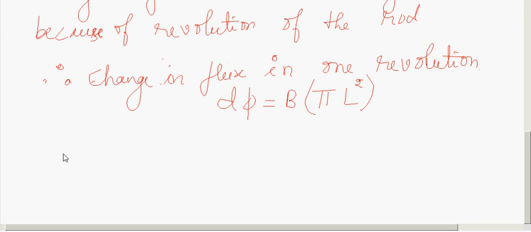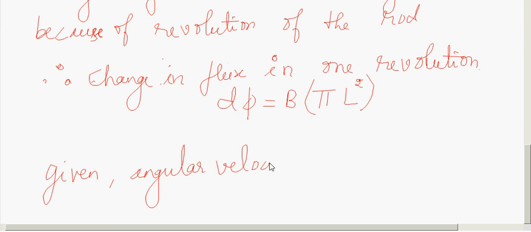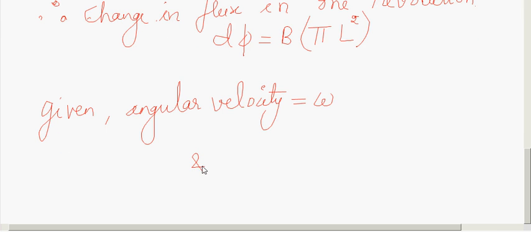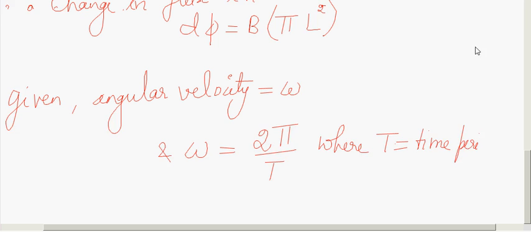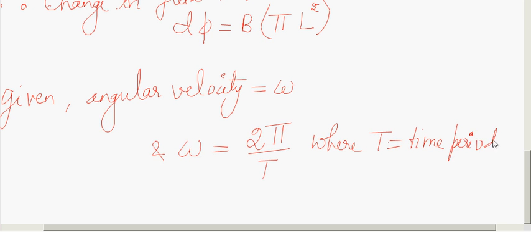Now the time period. Given that the angular velocity is omega, and omega is 2 pi by T, where T is the time period, for one complete revolution. So T can be written as 2 pi by omega.